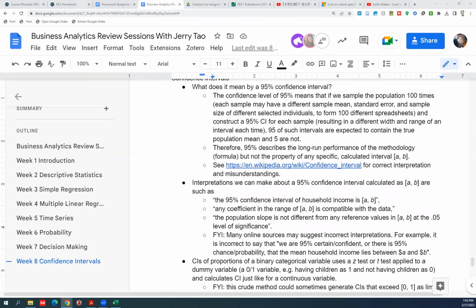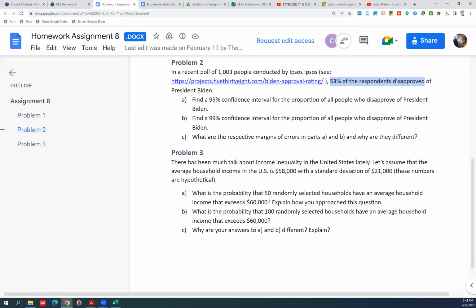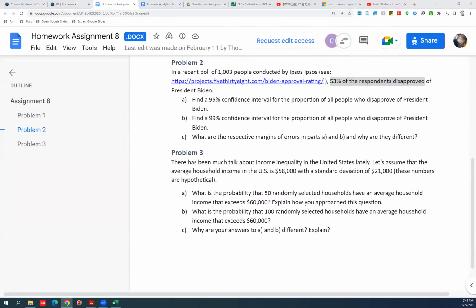All right, let's move on to the last part. The last part is about income inequality. We have an average household income of 58,000 and a standard deviation of 21,000.